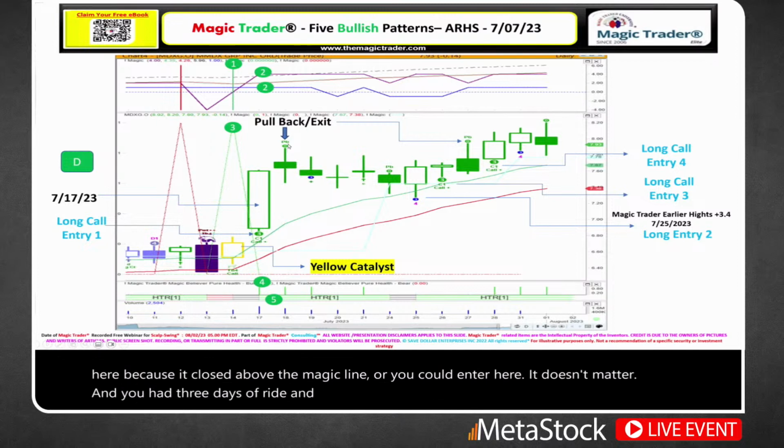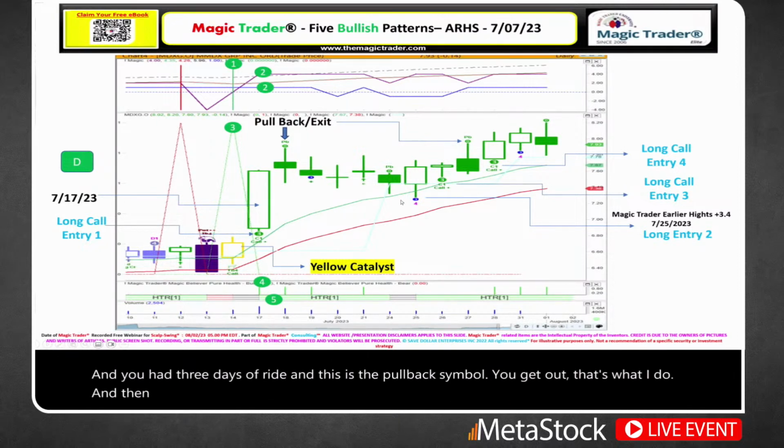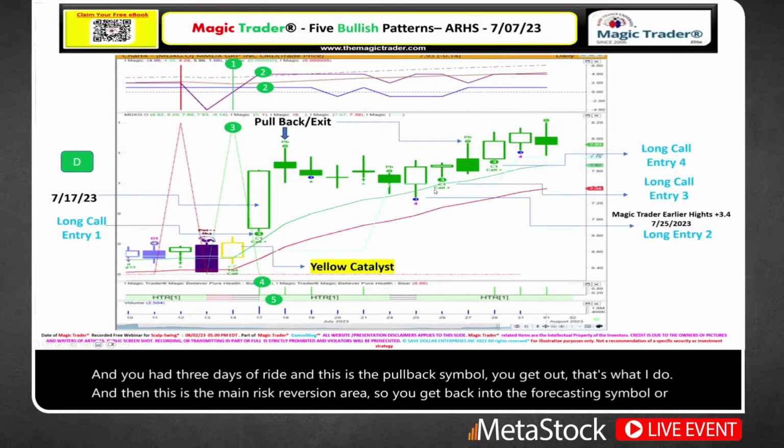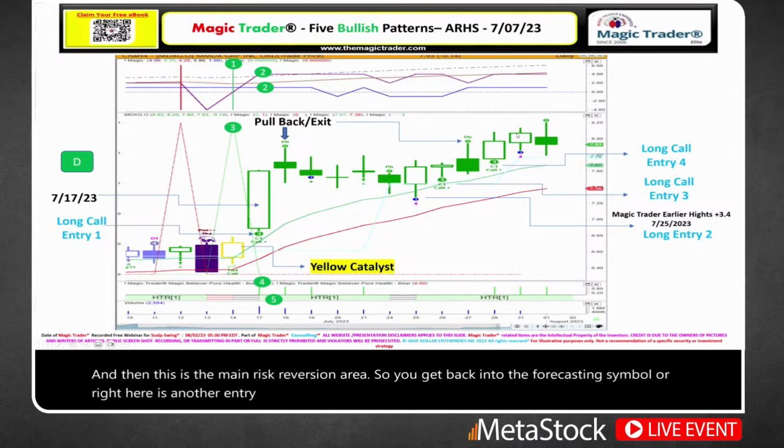And this is the pullback symbol, you get out, that's what I do. And then this is the mean reversion area. So you get back in on the forecasting symbol. Or right here is another entry, and then you ride again. You could take the profits out, right?